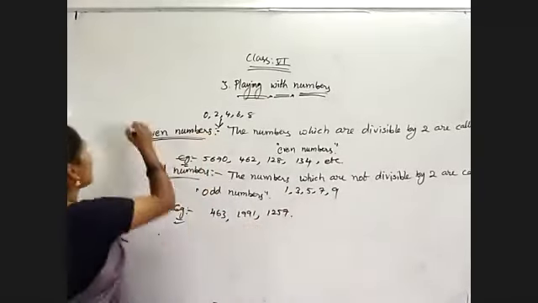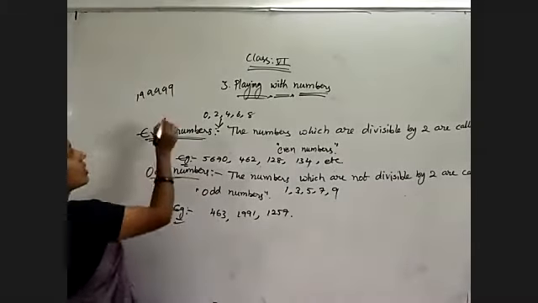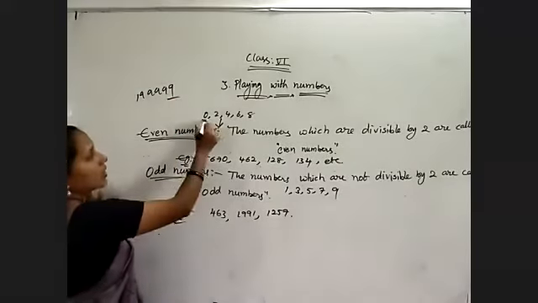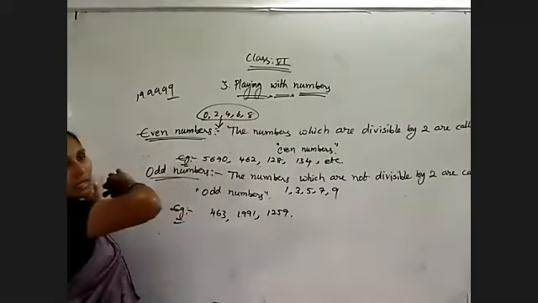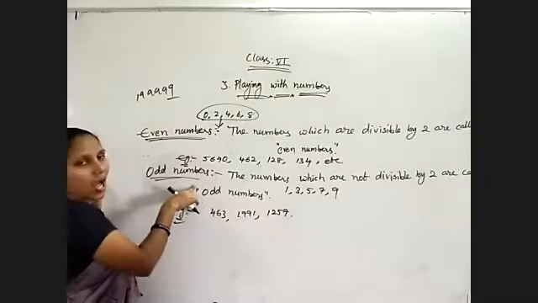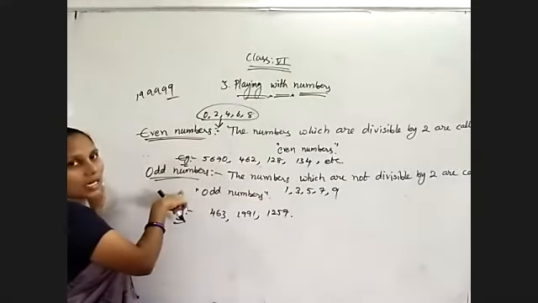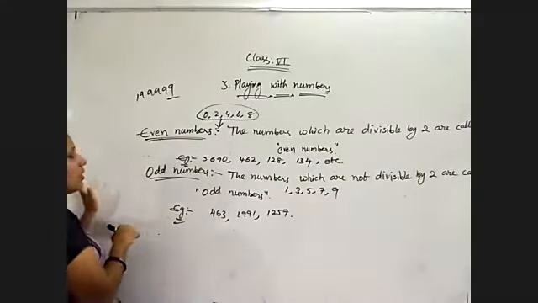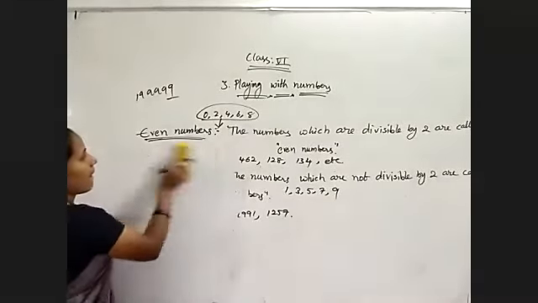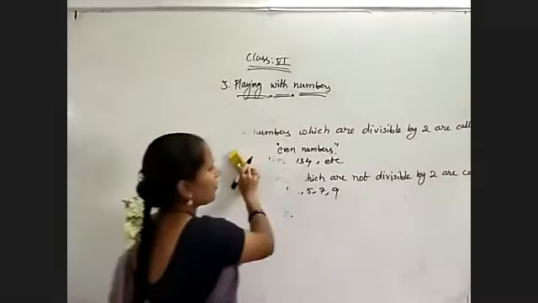So suppose I have 19999. Which digit do I have in the units place? 9. So we don't have 0, 2, 4, 6, 8 in the units place. So it is not an even number. Not an even number means it is an odd number. So 1, 3, 5, 7, 9. 9 we have, so it is an odd number. Okay. Now coming to the next. We will write the factors of different numbers.